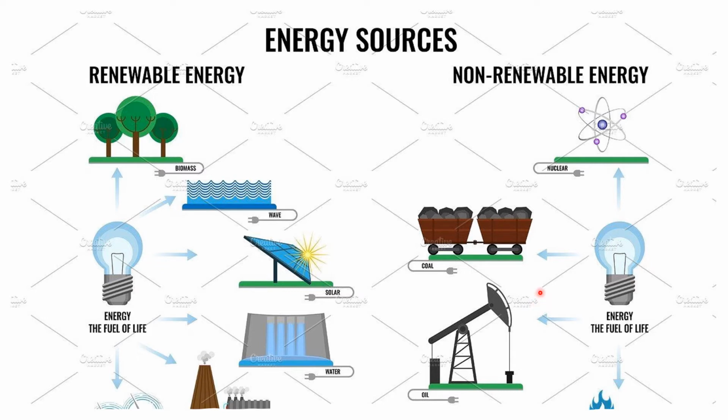These renewable and non-renewable energy sources can be used as primary energy sources to produce useful energy such as heat, or they can be used to produce secondary energy sources such as electricity and hydrogen.